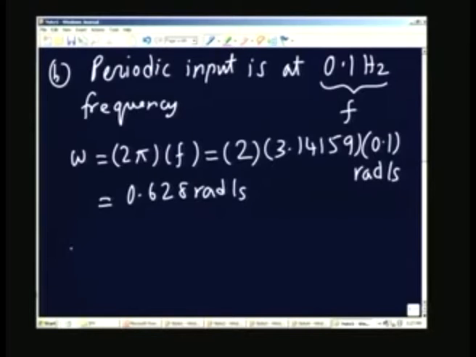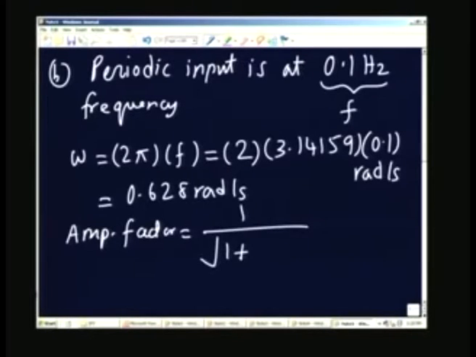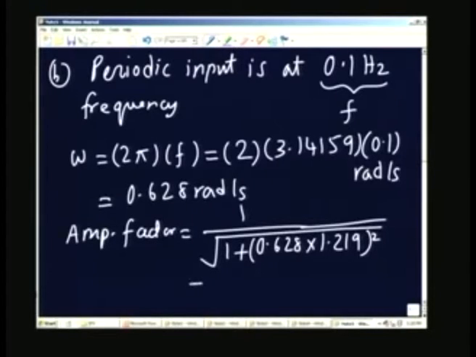So, we can find out the omega tau product, and the amplitude factor is nothing but 1 over square root of 1 plus omega tau whole squared, that is 0.628 multiplied by 1.219 whole squared, whole under the square root sign. This comes to 0.794. So, only 79% of the input amplitude is registered by the sensor. We can also look at the phase lag.